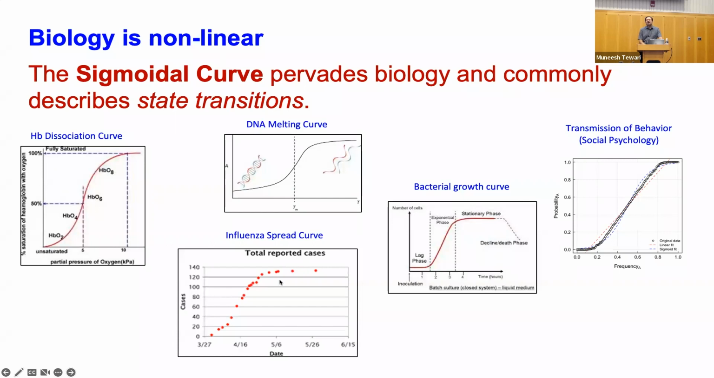Here's the influenza spread curve. I'm sure the COVID spread curve is very similar. Here's a bacterial growth curve. And here's even a curve from social psychology on the transmission of behaviors, how behaviors spread within a community. And to me, this has been very fascinating since I was a postdoc.